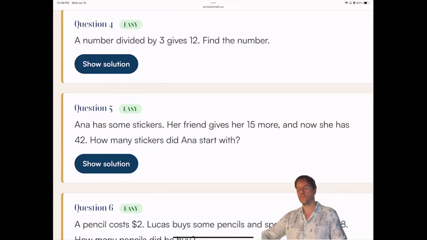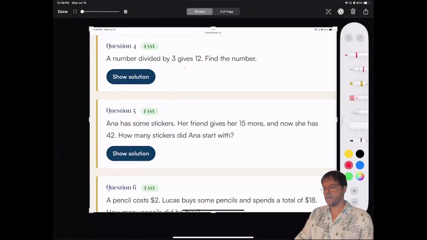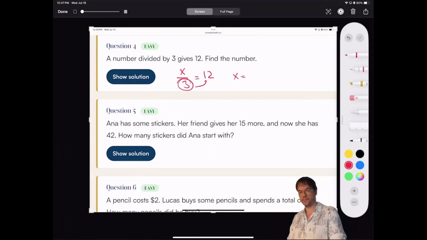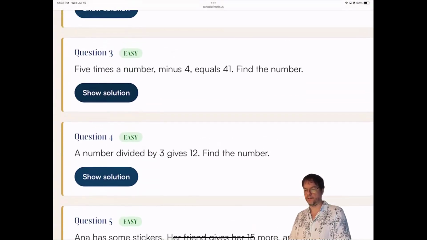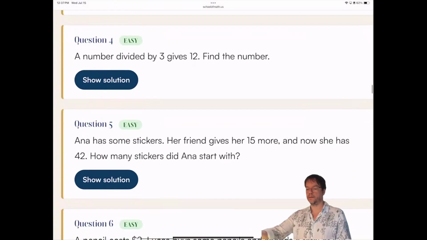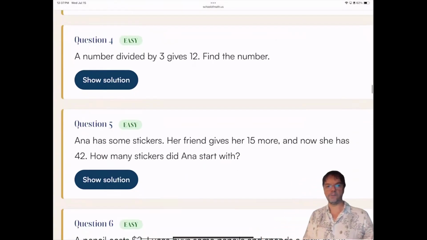Twenty-seven. A number divided by 3 gives 12. 3 is dividing, I will pass multiplying. We're doing number 4. So we're on question 4. Well, we did the 3, now is 4. My bad. I was looking at number 5 first. No, do the number 4.